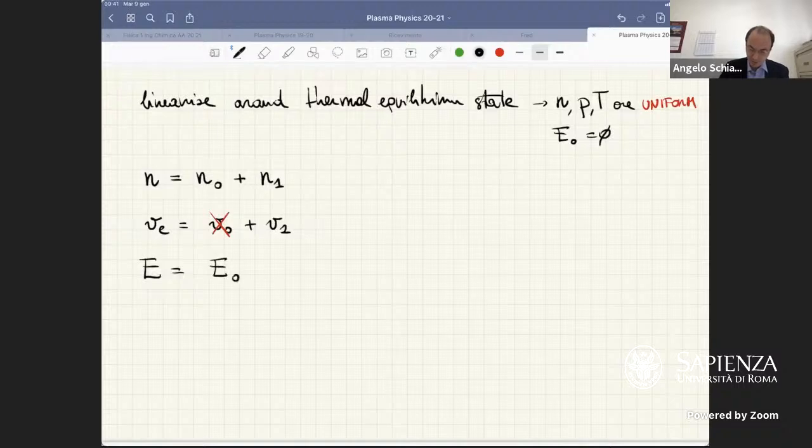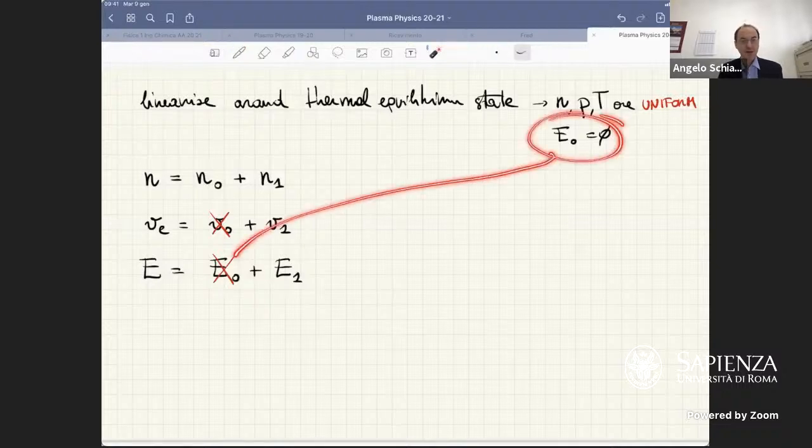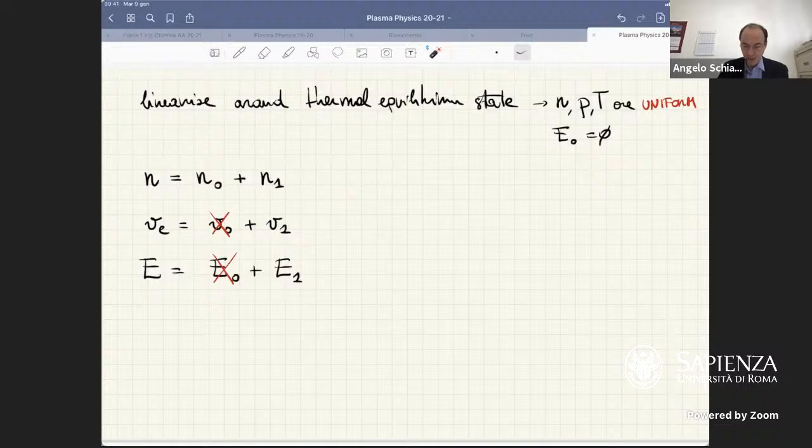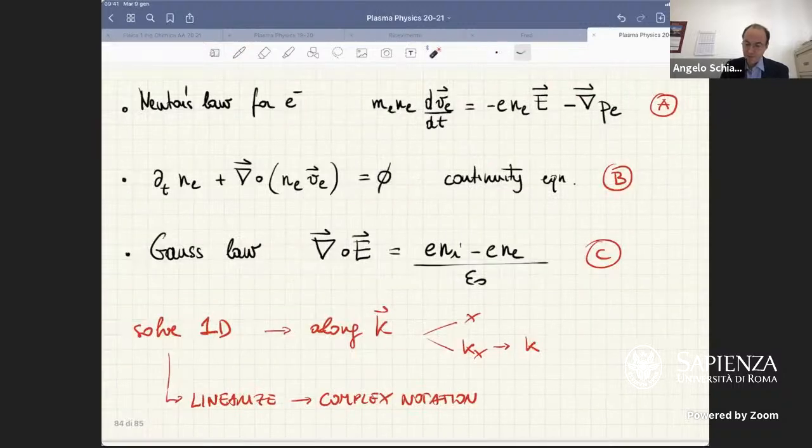And the electric field would be the electric field at equilibrium plus the small perturbation, and we just said that in local thermal equilibrium there's no macroscopic electric field. So the only electric field will arise from the wave phenomenon, the wave term. Okay, and in our equations, we have the velocity of the electrons, the density of the electrons, and the electric field. We also have to consider the pressure, and everything else has already been discussed.